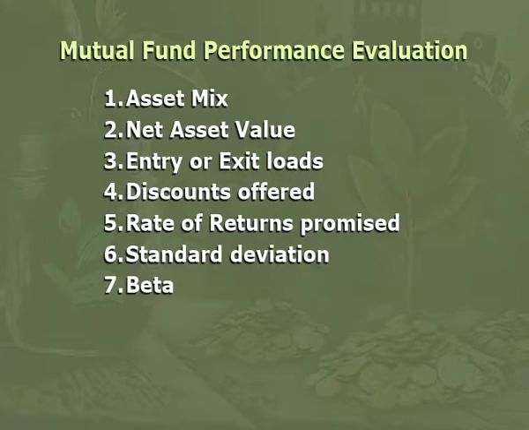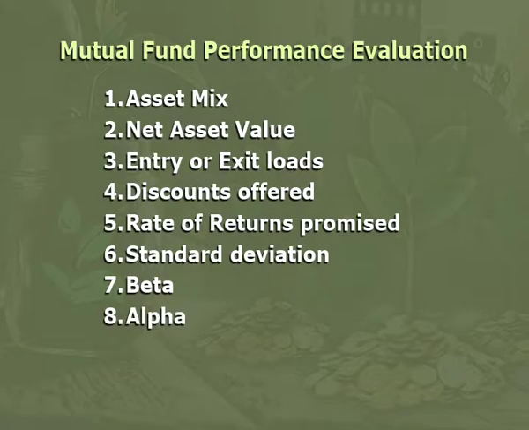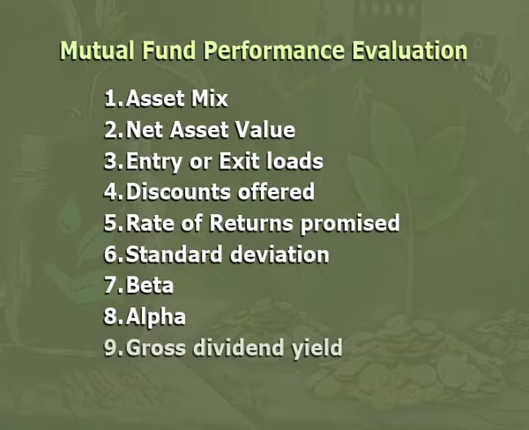Number 7. Beta. It measures its price volatility relative to a particular stock market index. Number 8. Alpha. It measures the extra return earned on a scheme on a risk-adjusted basis. Number 9. Gross dividend yield. It is an important indicator of the investment characteristics of a mutual fund. Value-oriented funds have higher gross dividend yield and growth-oriented funds have lower yield.